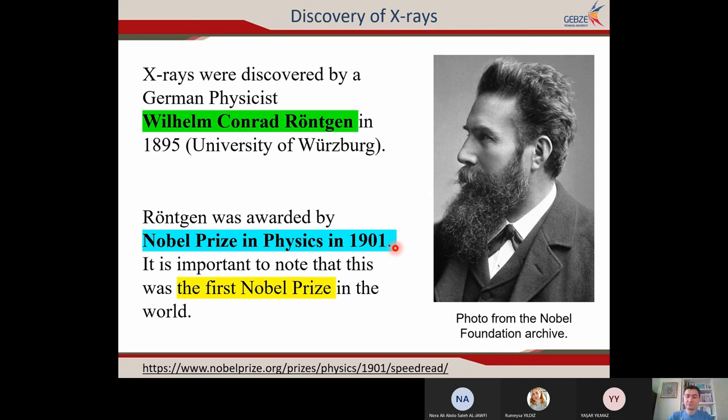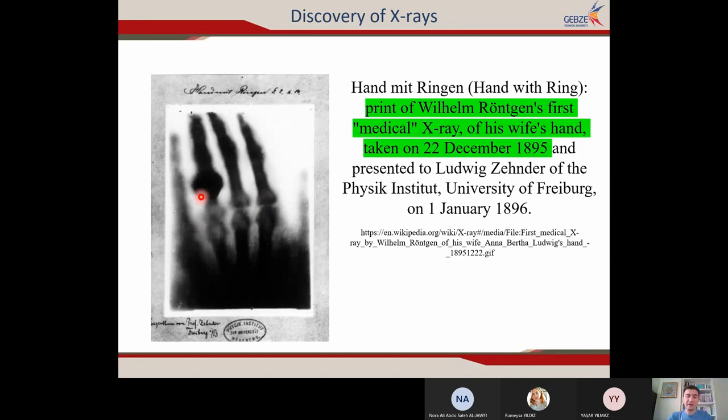Here you see a hand, and these are the bones of the fingers, right? And here you see a ring, and here you see a handwritten note, Hand mit Ringen. This is in German. It means hand with rings. This is the hand of Wilhelm Röntgen's wife. So this was taken in 1895 by Röntgen.